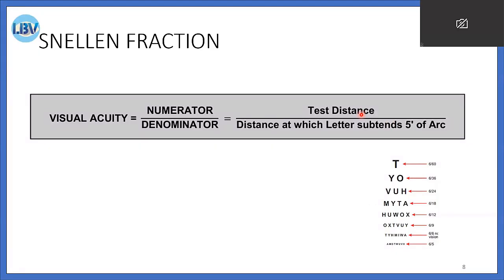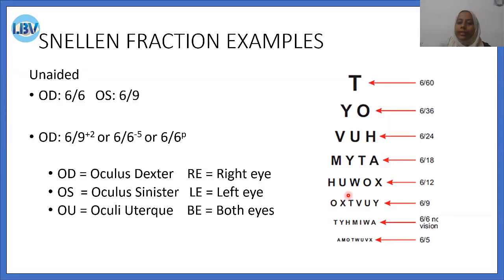So the test distance is the numerator here. And what is the denominator? The 60, 36, 24. The denominator denotes the distance at which the letter subtends 5 minutes of arc on the fovea. So this is what the Snellen fraction is about. In this chart, let us assume the patient has read the 6 by 6 line completely, and it is an unaided visual acuity, that is, without any glasses or refractive correction, with the right eye.